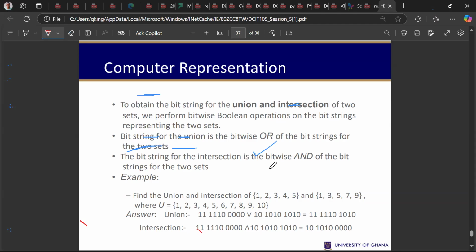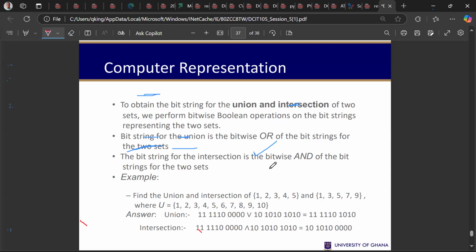With a bitwise Boolean operation, like I was saying, it deals with the union and the intersection. To find the union of two sets, you perform a bitwise OR operation on their bit strings. If either bit is 1, the resulting bit is 1. With the intersection of two sets, you perform a bitwise AND operation on their bit strings, and only if both bits are 1 does the resulting bit become 1.